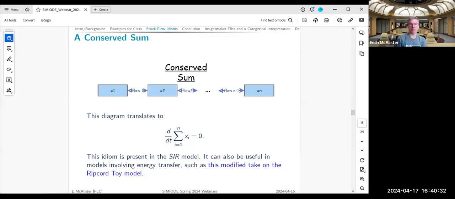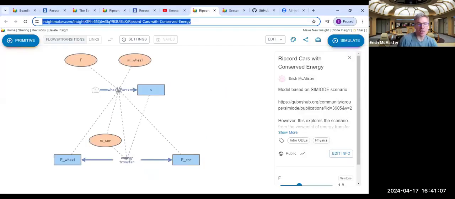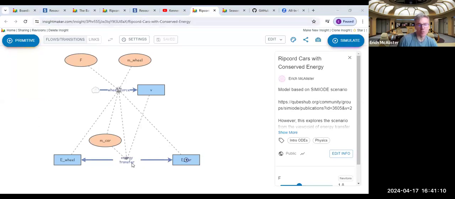Another application where that is present, back to the ripcord toy scenario: I have a different version of it, which I'm going to put in the chat, where it uses a conserved energy. So we actually have the energy of the wheel and the energy of the car. It's the rotational kinetic energy of the wheel and the translational kinetic energy of the car.